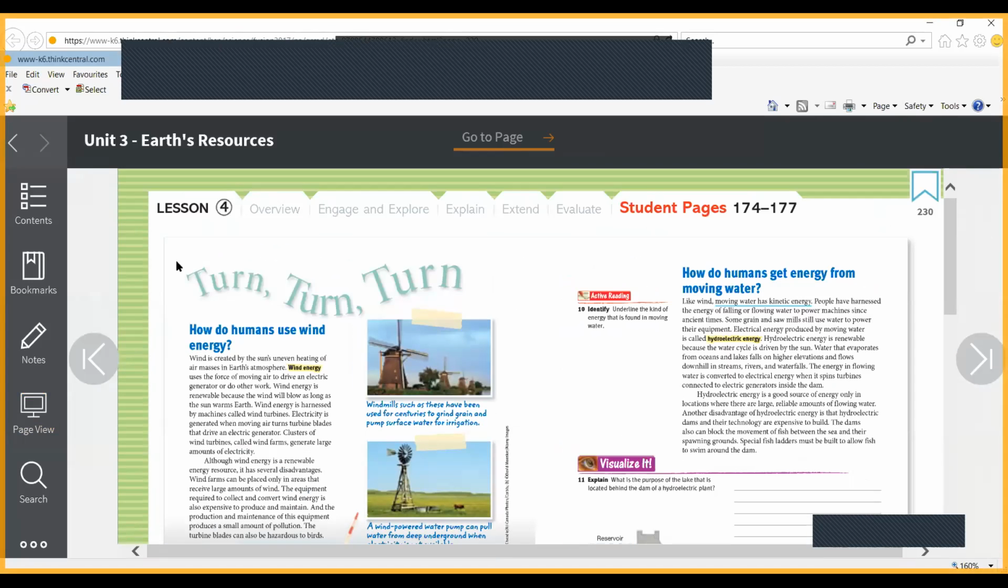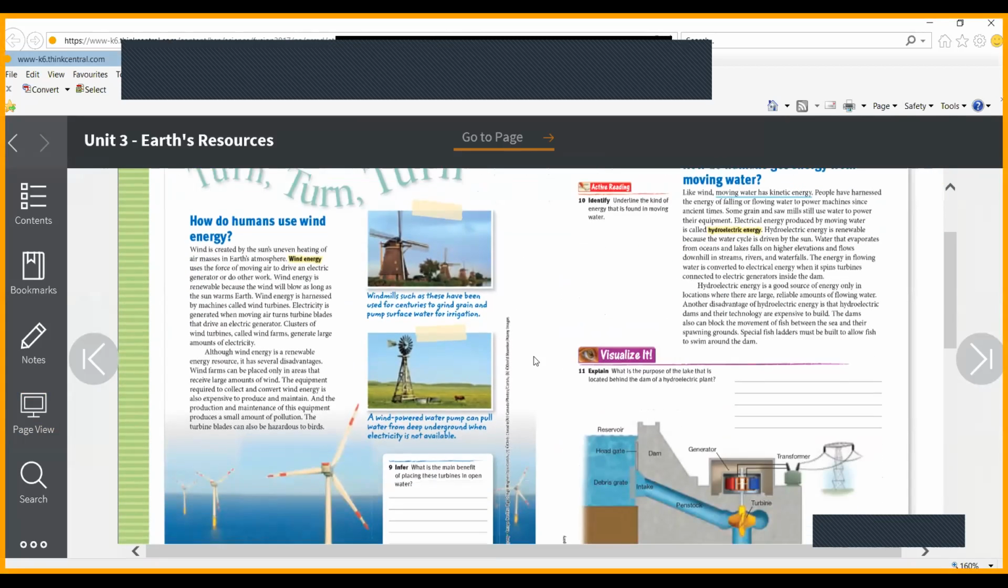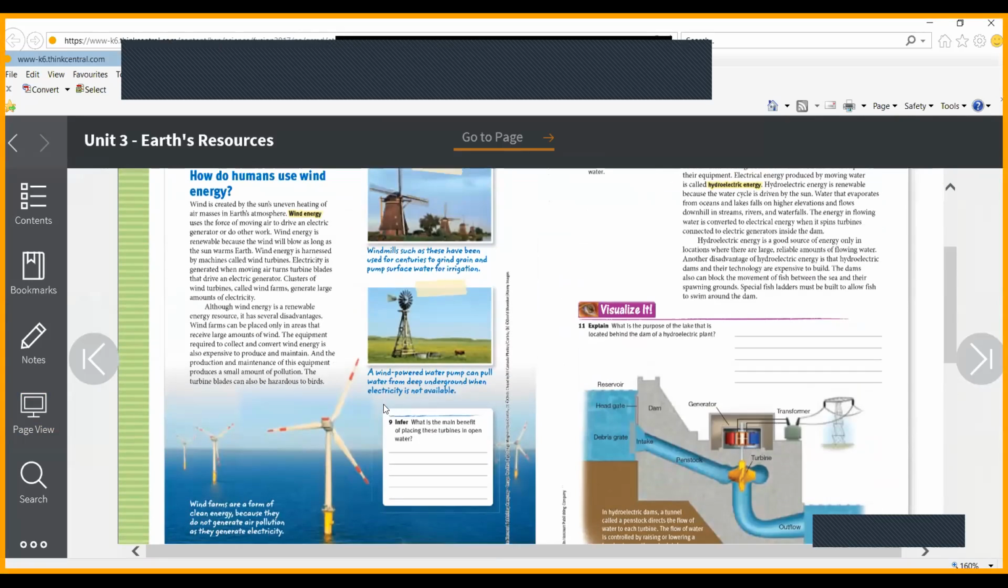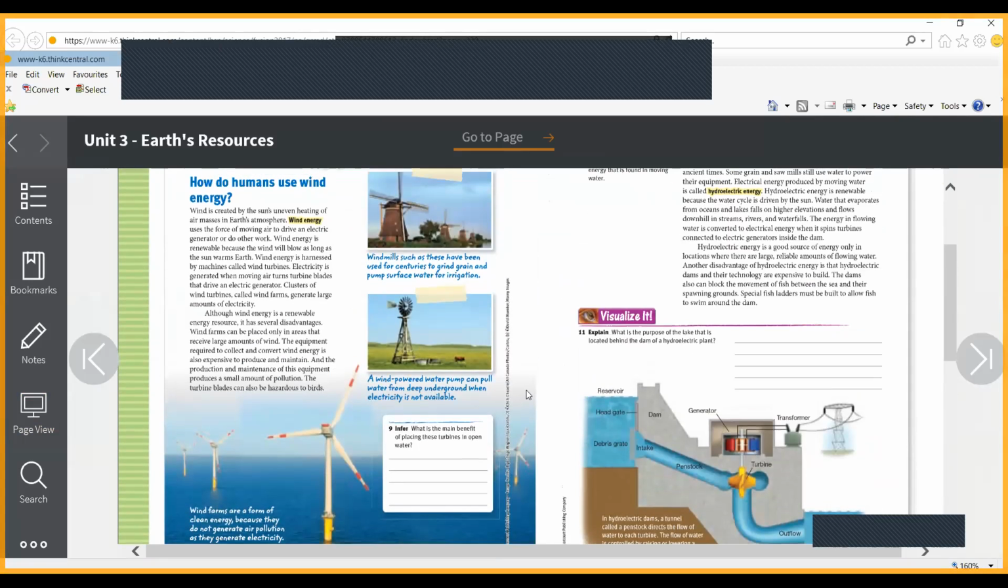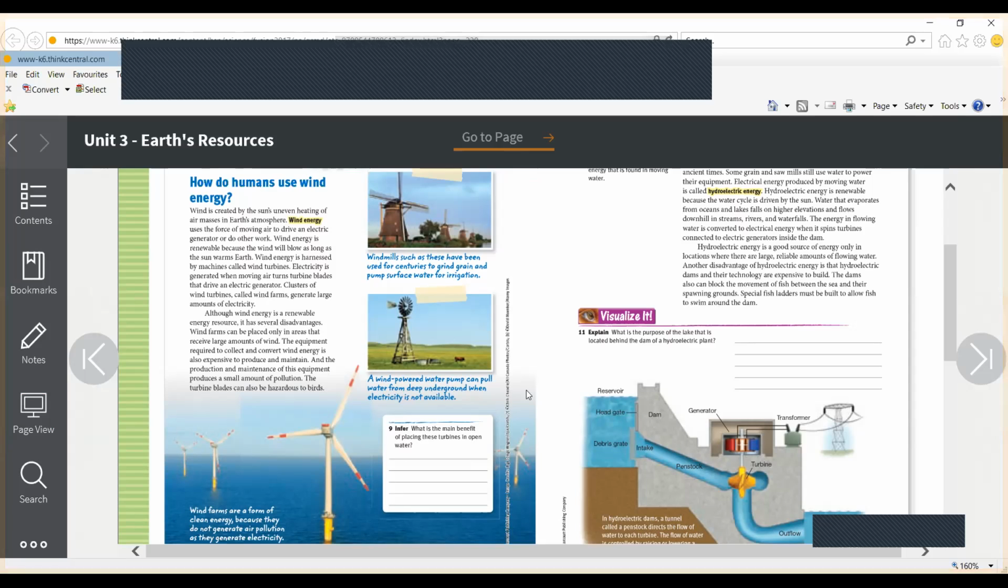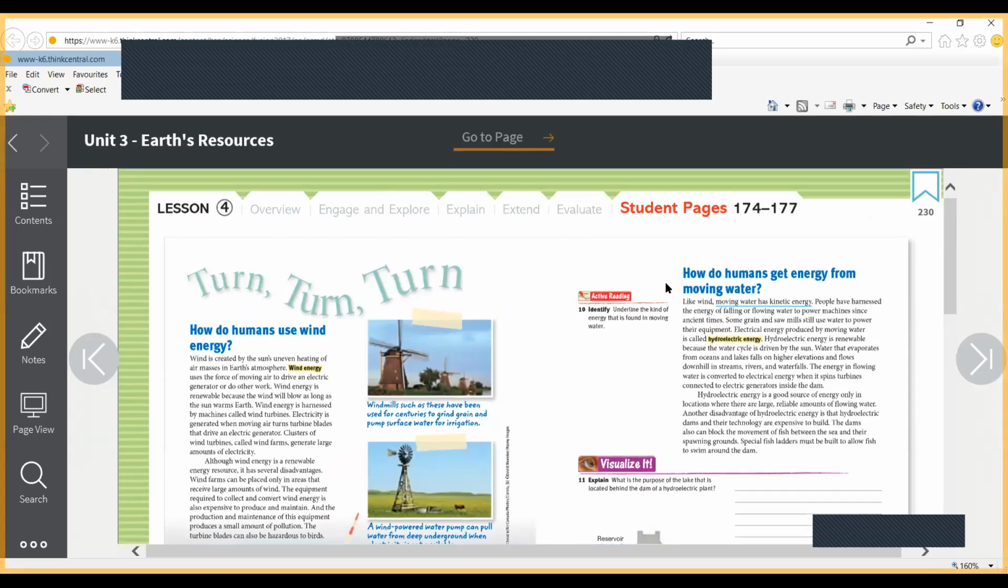Okay. How do humans use wind energy and how do humans get energy from water? We are going to read about it. Do you see this picture, girls? Even yesterday, I showed you the pictures of windmills and how a wind powered water pump can pull water from deep underground when electricity is not available. The wind powered water pump, because of the windmill, can pull the water up. So we will see all this before we start with hydroelectric energy.